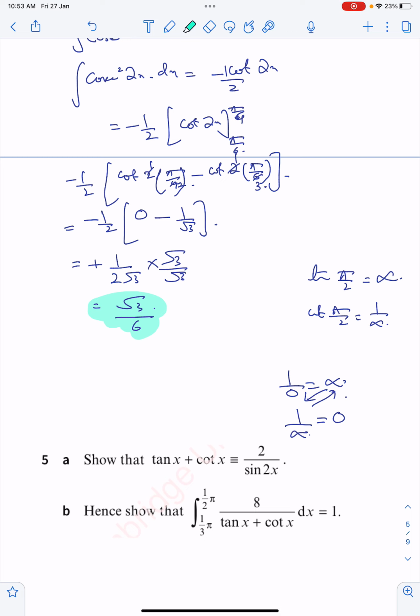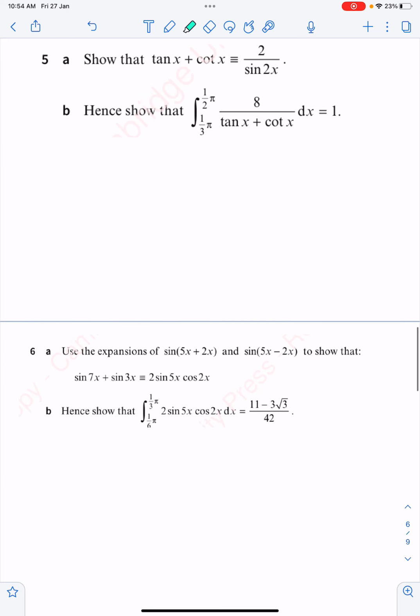Coming on to question number 5 right now. Question number 5. Show that tan of x plus cot of x is equal to 2 cosec 2x. This we have to prove, so let's do this first.